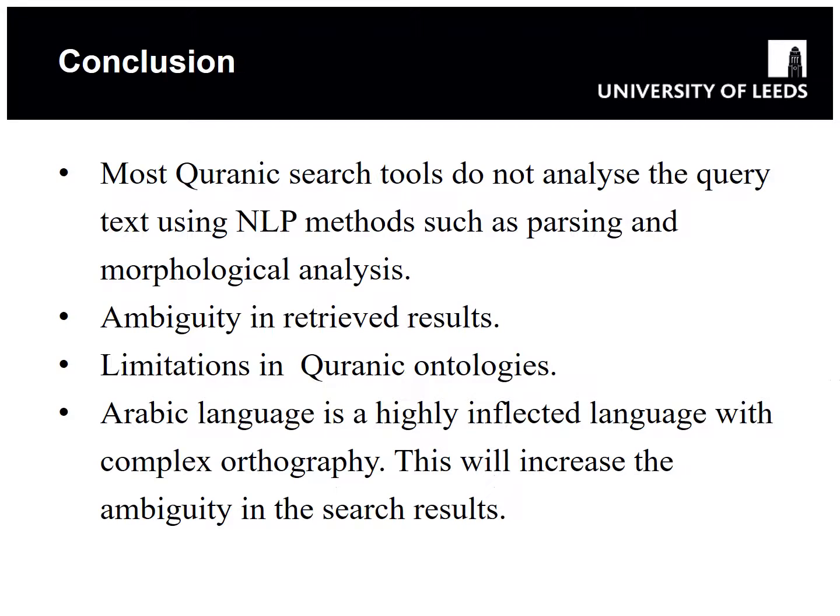In the conclusion, we found that the existing Quranic search tools do not solve the ambiguity of retrieved results, and also have limitations, and also do not find all the verses. This is because most search tools do not analyze the query. Also, there is a limitation in Quranic ontology. Also, the Arabic language is a highly inflected language, so it increases the ambiguity in the search results.